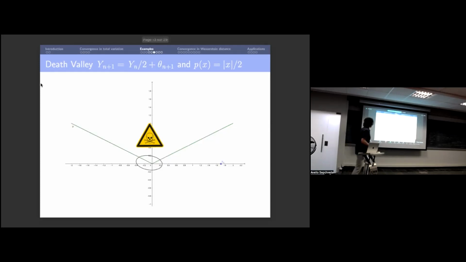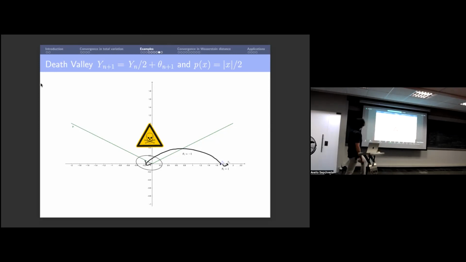Now, assume I start from a point x0 close to 2. What can happen? I draw one random variable theta1, which can be +1 or -1. Say theta1 is 1. Then I divide by 2 and add 1, which makes me increase closer to 2. Now assume that I take as theta2 -1. This is close to 2, so half is close to 1, and minus 1 is very close to 0. It's very bad for the process.